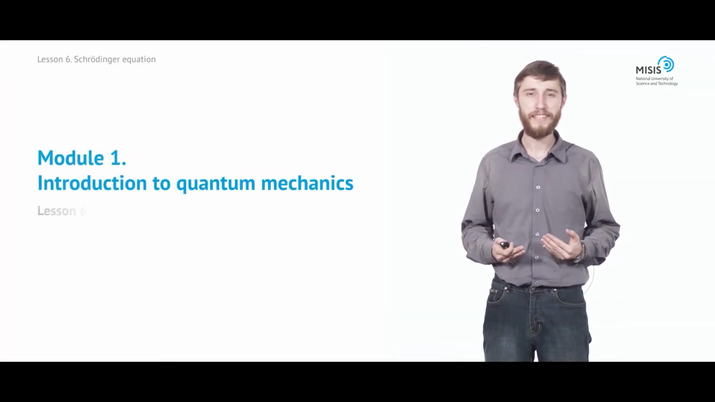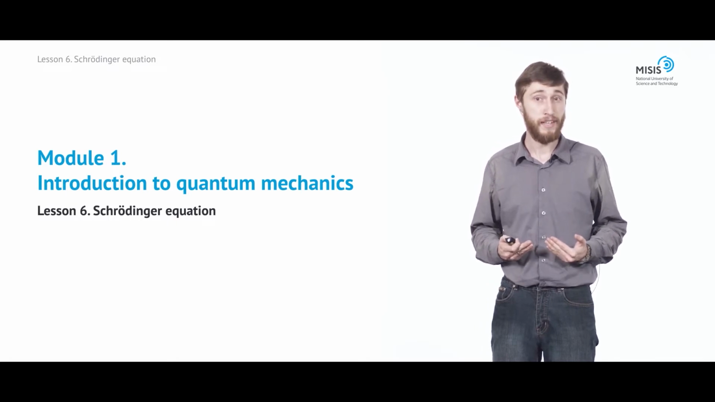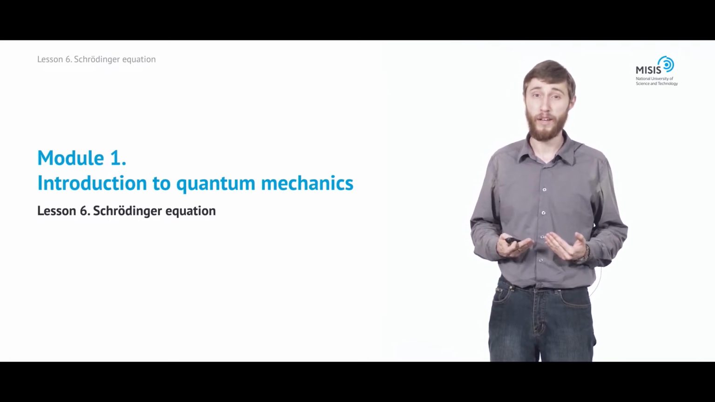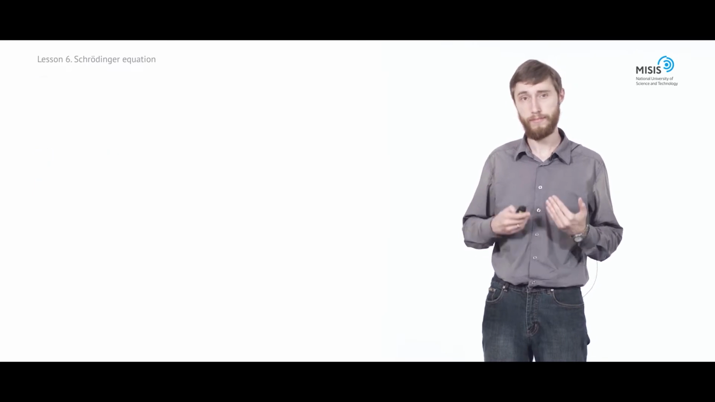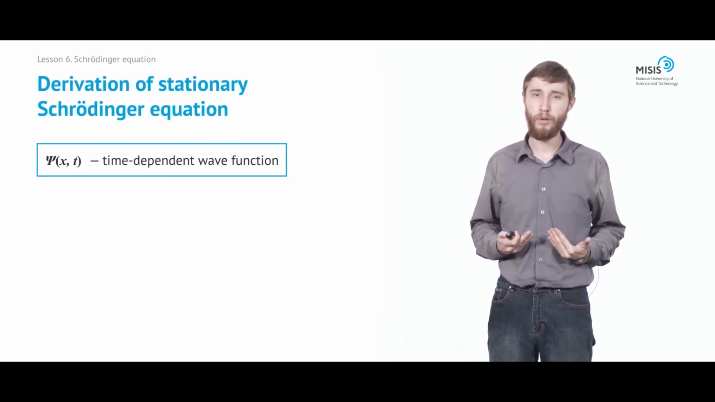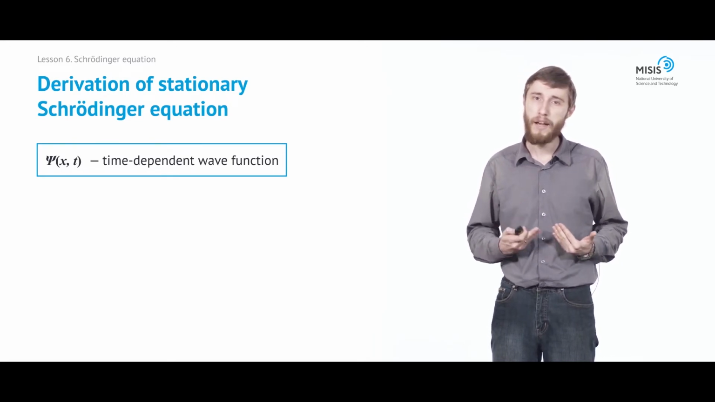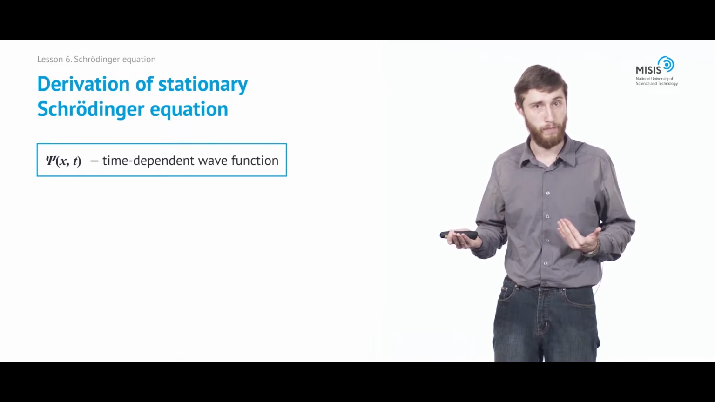In this episode, we consider the Schrödinger equation, the fundamental equation of quantum mechanics governing the time evolution of a quantum particle. In a way, the Schrödinger equation in quantum mechanics plays the same role as Newton's law in classical mechanics, which defines the time evolution of a classical system.